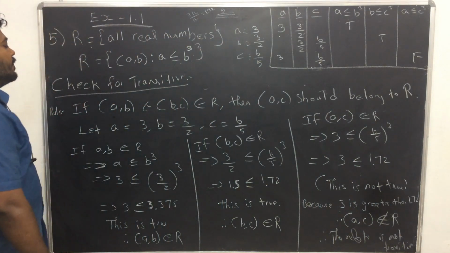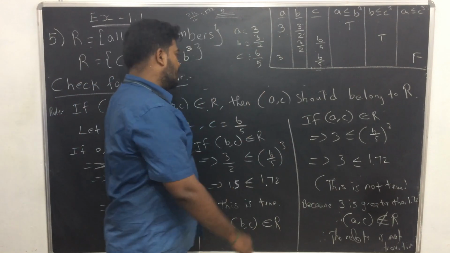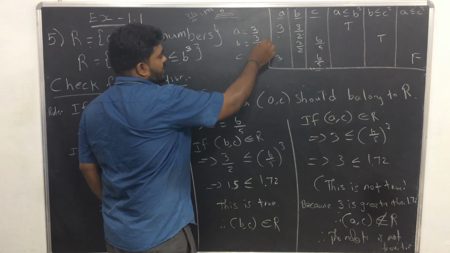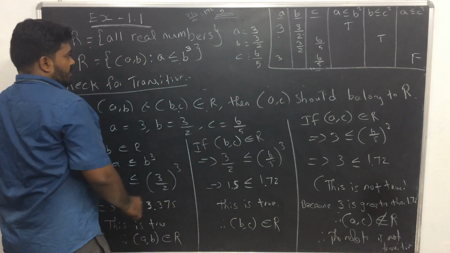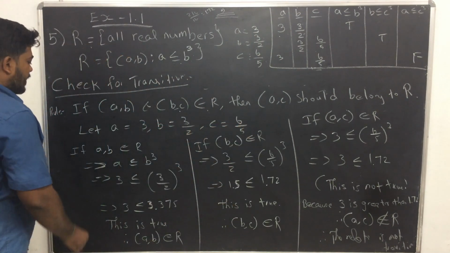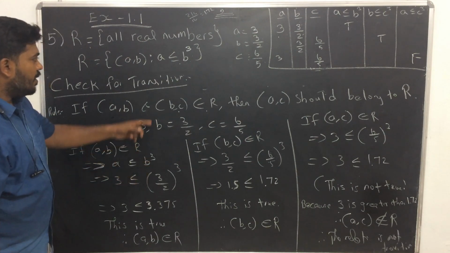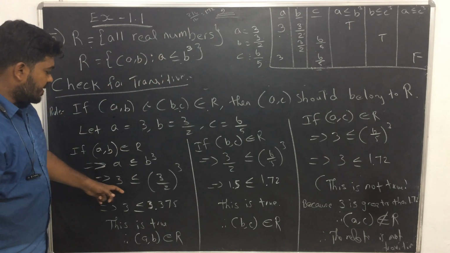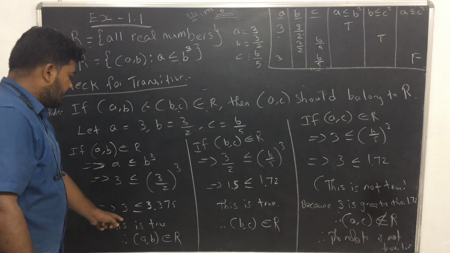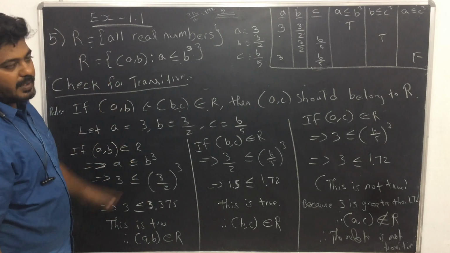So, how did we start the rule? If A comma B and B comma C belong to R, then A comma C should belong to R. We went to the rough column, we did a few checks, and we found out that this set of elements gives us the right answer. We took A to be 3, B is 3 by 2, and C is 6 by 5. If A comma B belongs to R, it implies that A is less than or equal to B cube as per the condition for the relation, which is 3 is less than or equal to 3 by 2 the whole cube. 3 by 2 the whole cube is nothing but 3.375. Of course, 3 is less than 3.375. Therefore, this is true, and A comma B will belong to R.